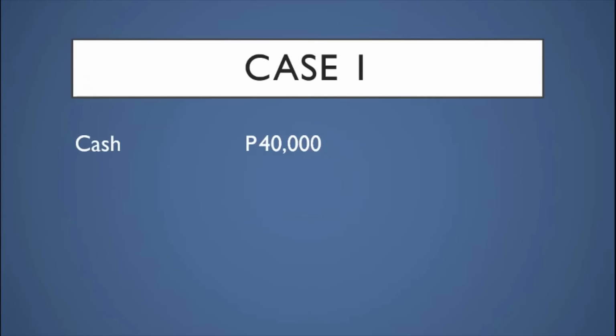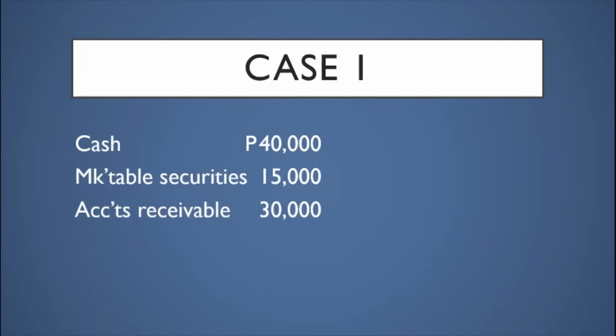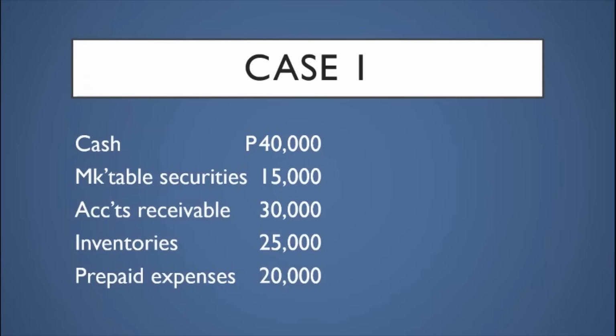Remember that the assets include cash, 40,000 pesos, marketable securities, 15,000 pesos, accounts receivable, 30,000, inventories, 25,000, prepaid expenses, 20,000 pesos. Generally speaking, the items mentioned are current items. As such, we just have to add them up in order to arrive at the current assets. You would have a total of 130,000 pesos.